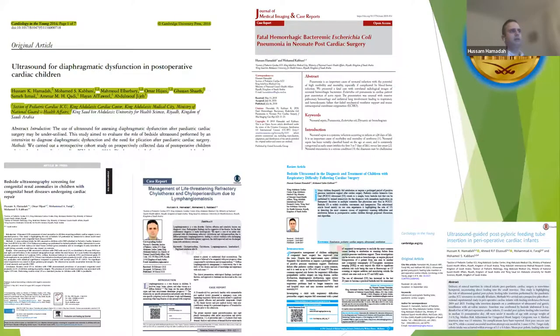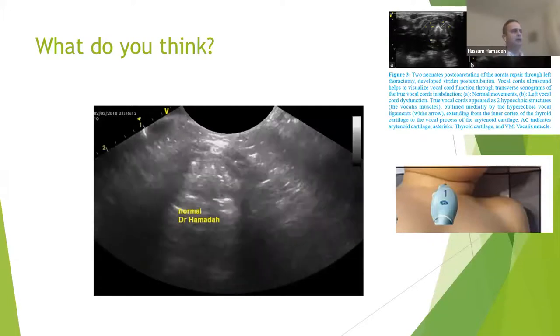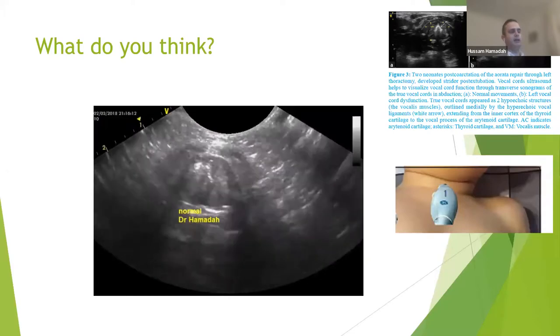This is some of our publications in pediatric cardiac ICU with the rest of our teams. So we'll start with the first part, vocal cord ultrasound, especially after arch repair and ductal and PDA closure.